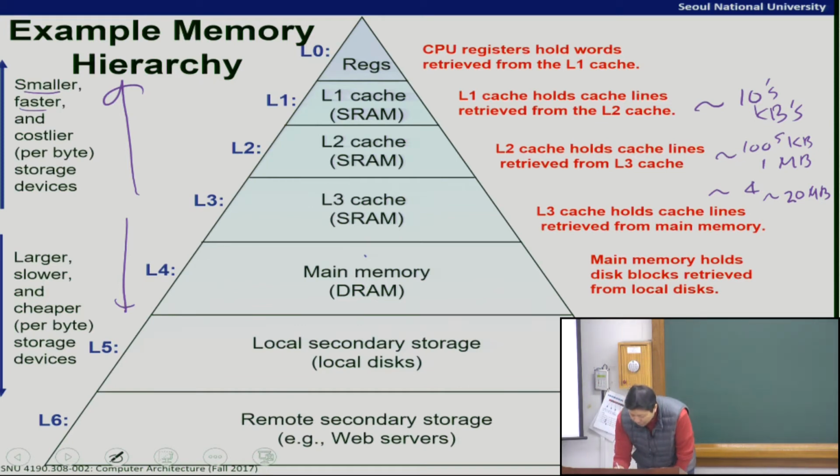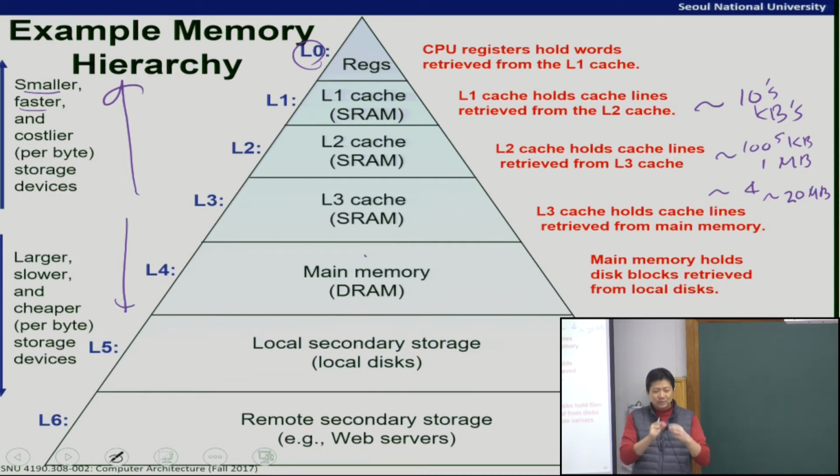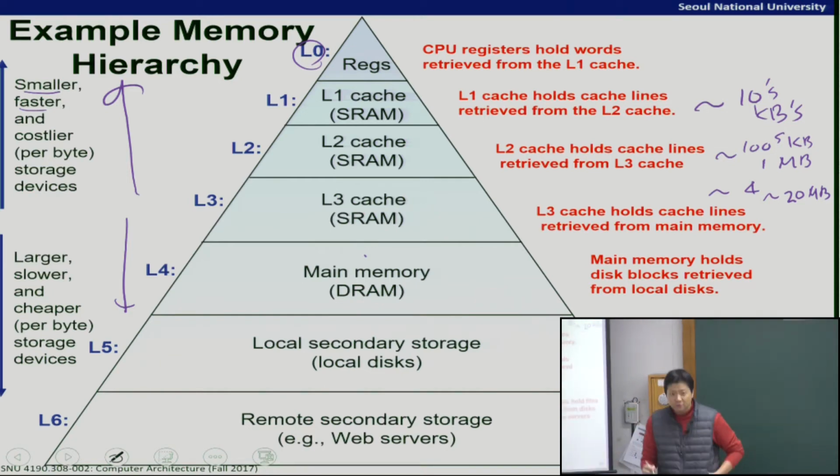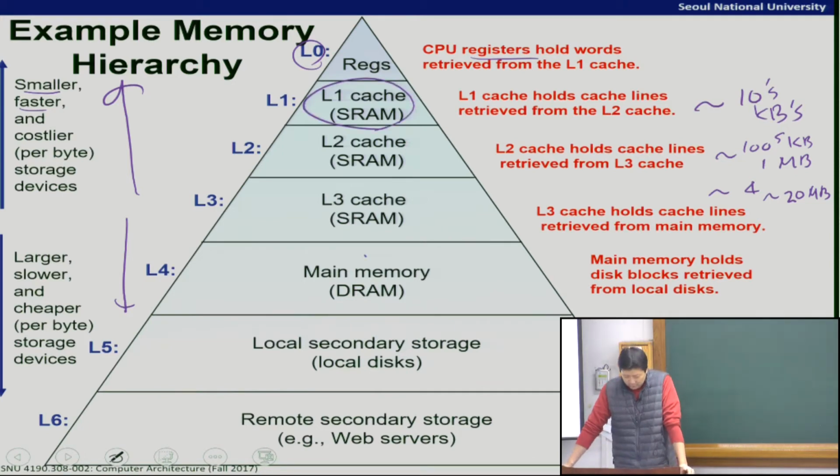The top of the hierarchy is the register. In our example, we only have 15 registers, so it's a very small piece of memory. You can only hold 15 quad words. But it's the fastest, only taking one cycle to access. The CPU register holds words retrieved from the L1 cache. The next level is the level 1 cache, built using SRAM.